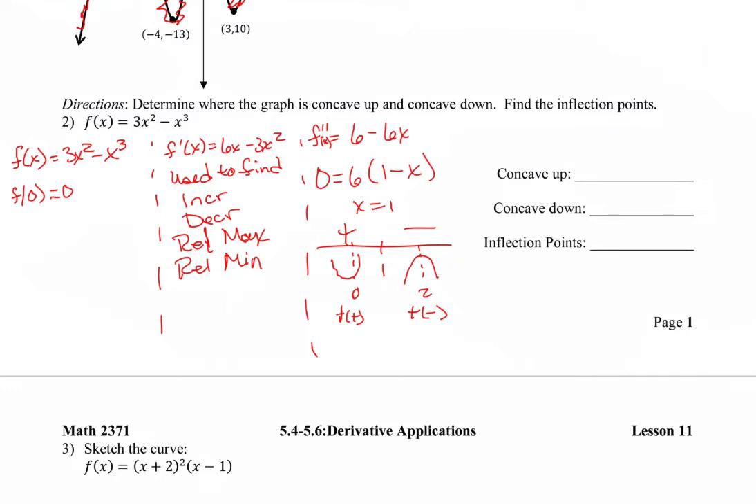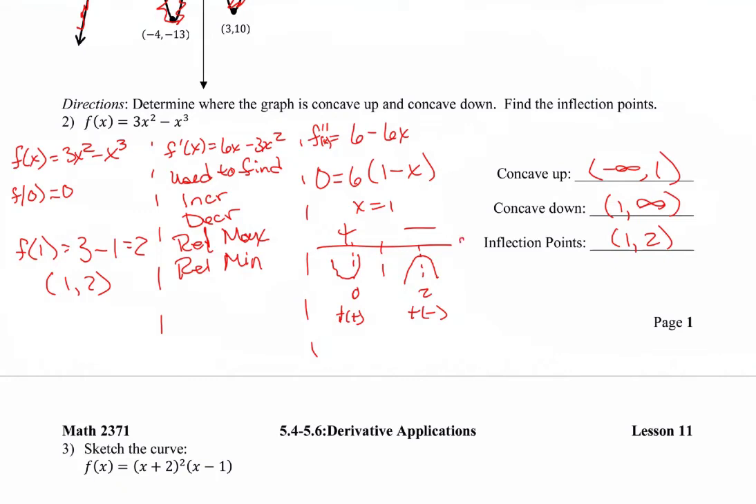Okay, they're concave down. So if I'm concave down, I'm from 1 to infinity. If I'm up and happy, I'm from negative infinity to 1. I go back to my original and say f of 1 equals 3 minus 1, which is 2. So I'm at 1, 2, and that's the point 1, 2. And that's it. That's all you do.